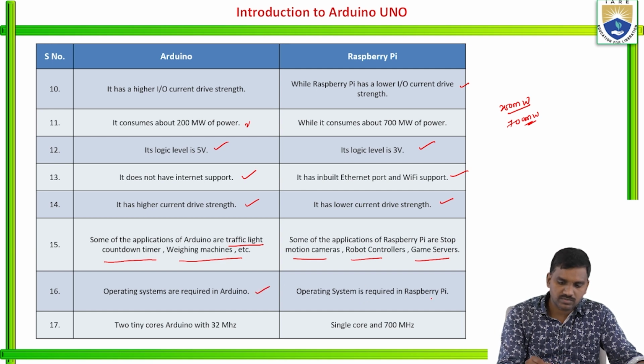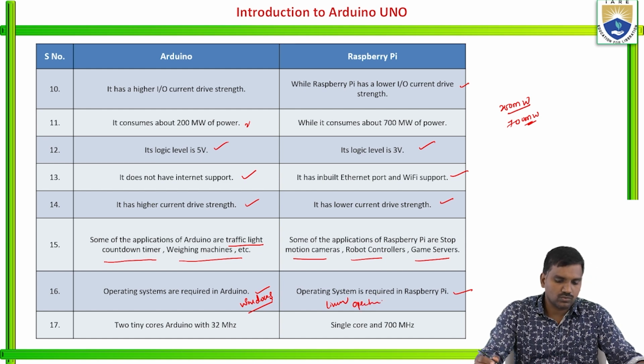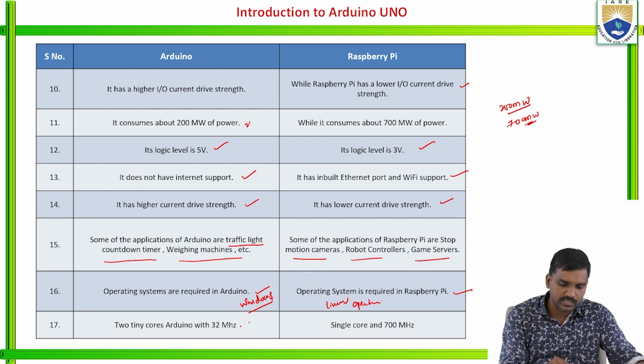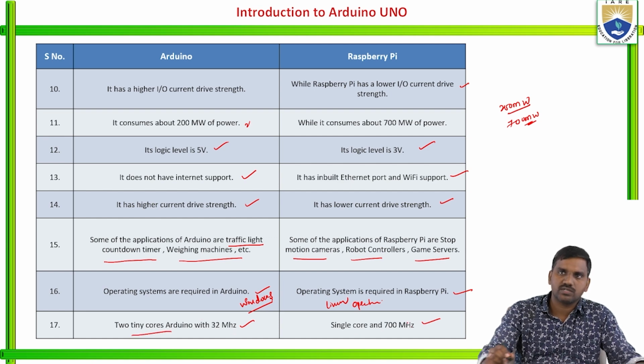An operating system is required in Raspberry Pi. It is Linux. Processor type: Arduino has a tiny core with 32 megahertz, but Raspberry Pi has a single core with 700 megahertz.